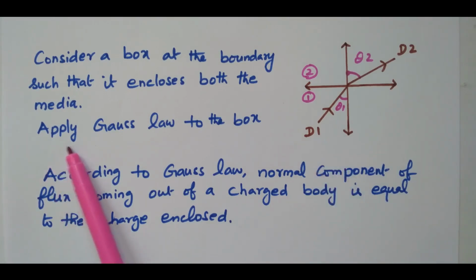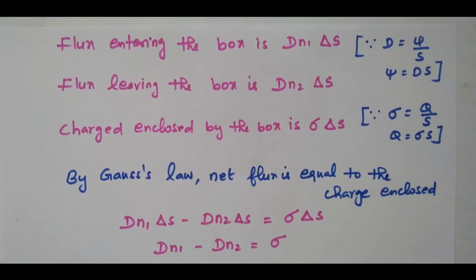Now we are going to apply Gauss law to the box. What is Gauss law? The normal component of flux coming out of the charged body is equal to the amount of charge enclosed. Right. Flux is equal to charge, psi equal to Q. Now we need to identify what is the flux available here, what is the charge available here. Then we can apply the law and from that we can find the relation. First we will find the flux.